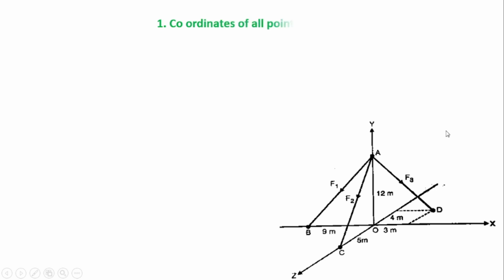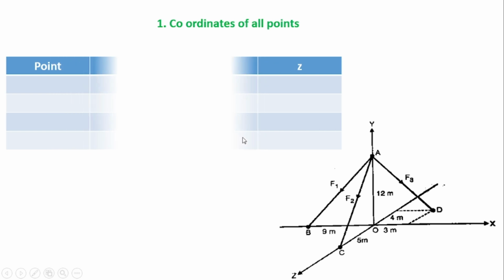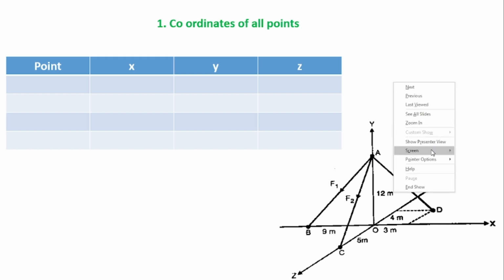Follow every step and watch this video till the end to understand how to find the resultant. Don't skip any point. The first point will be the coordinates of all the points. So observe this figure. This figure has important points like A, B, C and D. O is the origin but it is not important. So finding the coordinates of points A, B, C, D is very important.